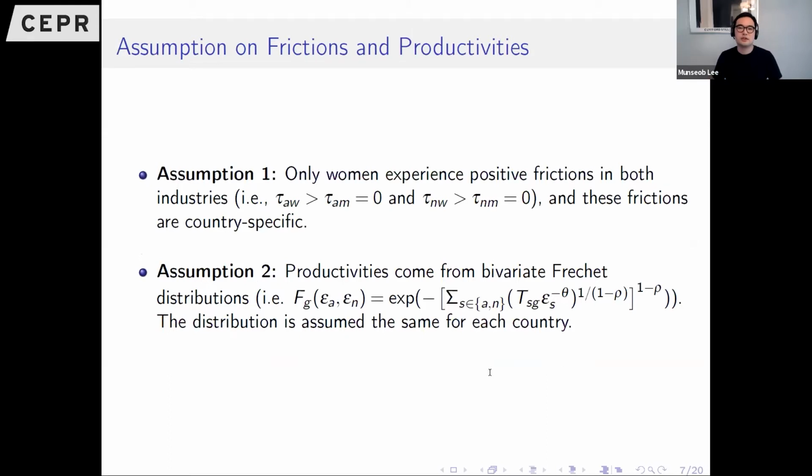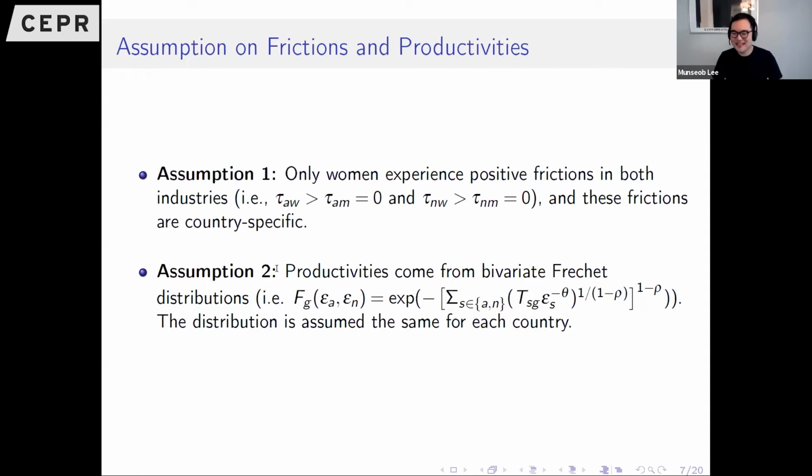I will make two assumptions on the friction and the productivities. Again, the friction is the discount factor on the wage. I'm going to assume that only women experience positive frictions in both industries, and these frictions are country-specific. So I'm basically going to ignore the potential margin where there is any mobility barrier or something like that for the male workers, in order to capture the relative outcome between the male and the female workers.